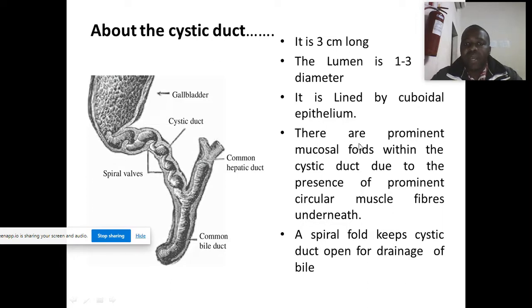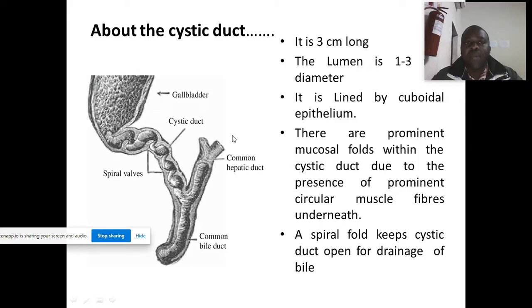Another feature is that there are prominent mucosal folds within the cystic duct due to the presence of prominent circular muscle fibers underneath. I think you can see these spiral shaped structures. These are prominent mucosal folds. But here in this other structure, you don't see them. This is because of the presence of circular muscles. So, what's the importance of these spiral folds? They keep the cystic duct open for drainage of bile.